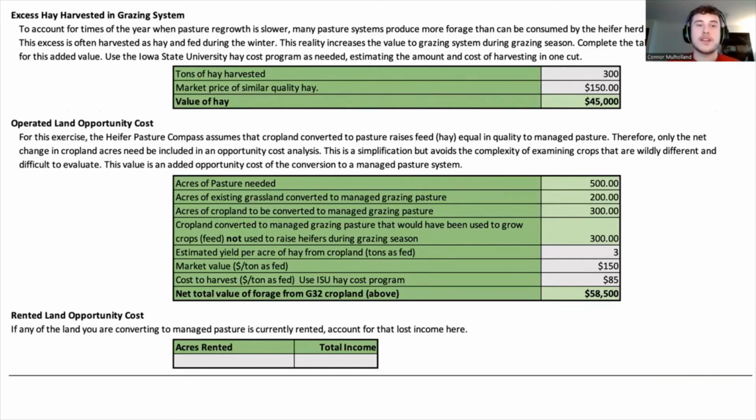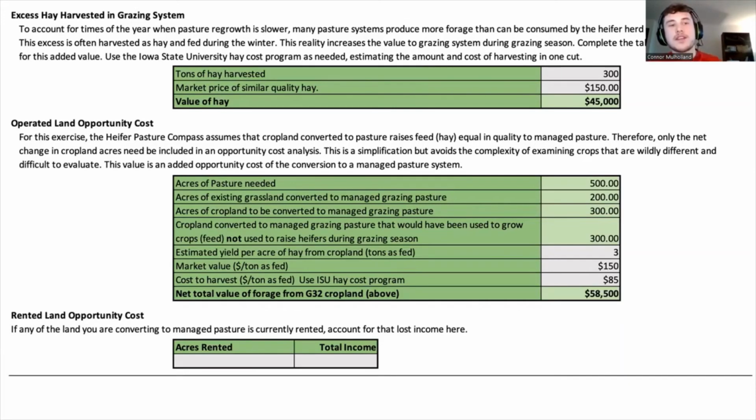Basically, the way that we would find the opportunity cost is to see how much excess hay you could get off pasture, because that would help discount your opportunity cost. In this case, they have planned for harvesting about 300 tons of extra hay per year. That would equate to about an extra $45,000 that they wouldn't have to spend on hay for their farm.